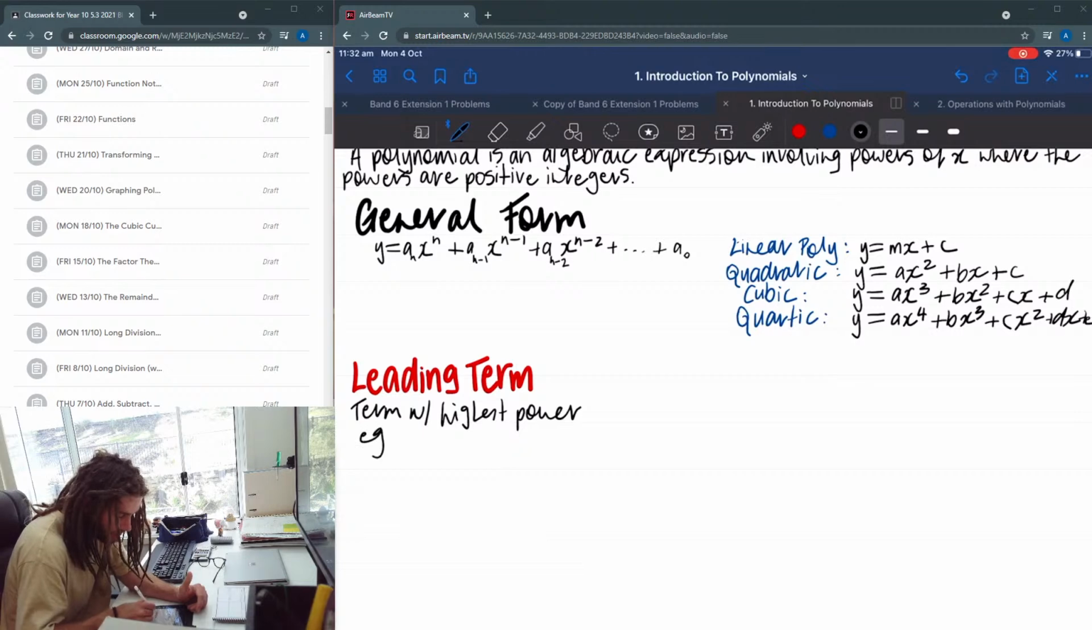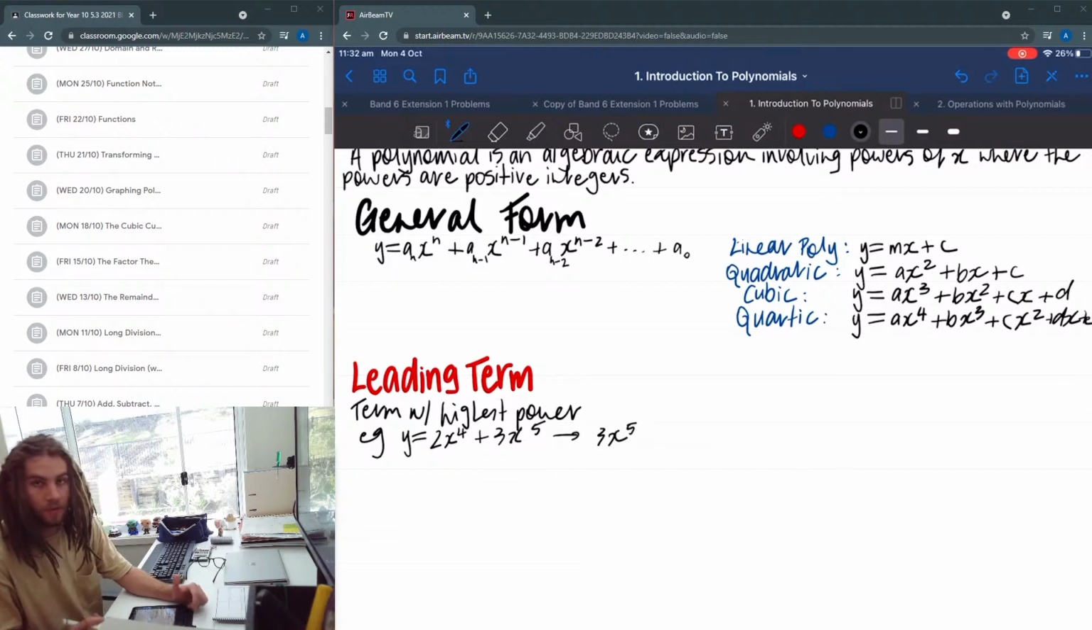So for example, if I had y equals, I don't know, 2x to the power of 4 plus 3x to the power of 5, my leading term is 3x to the power of 5. That's it. So it's the thing with the highest power.